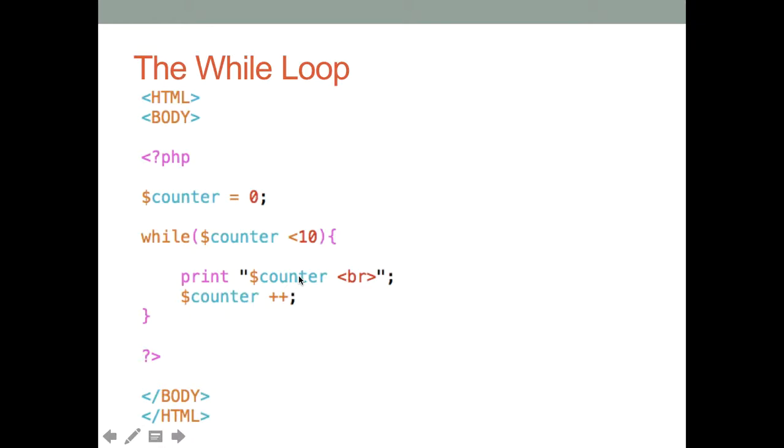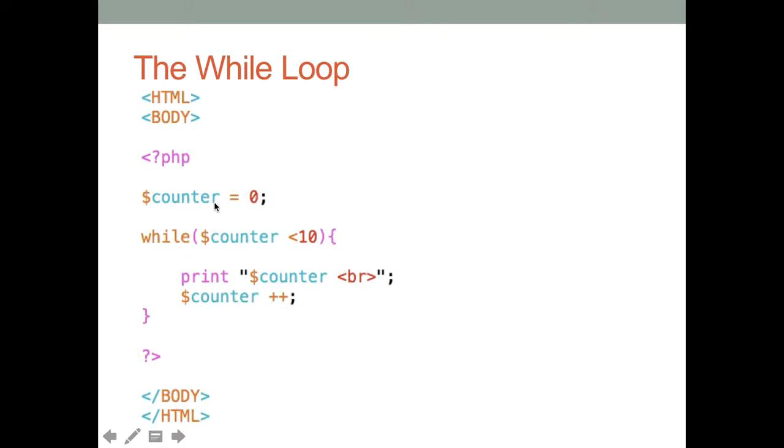Now, if we just had that without the line underneath, without this counter plus plus line, that would just print 0 forever. It would go round and round and round, printing 0. However, we change the value of counter. Now, this plus plus just adds 1 to the counter variable. So it's called an increment. So counter plus plus adds 1 to counter.